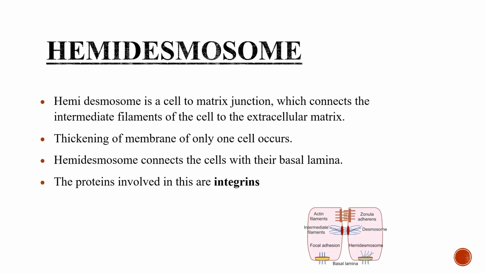So the last type of cell junction is hemidesmosomes. I told you it is present between the cell and the extracellular matrix. It is also an intermediate filament type attachment junction, and here only one half of the cell membrane becomes thickened with spot like patches, and that is why it is named hemidesmosomes or half desmosome. And the proteins which are forming hemidesmosomes are integrins.